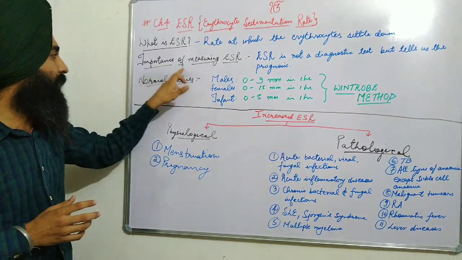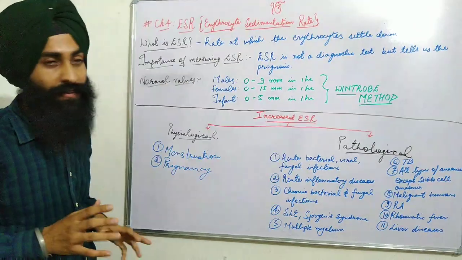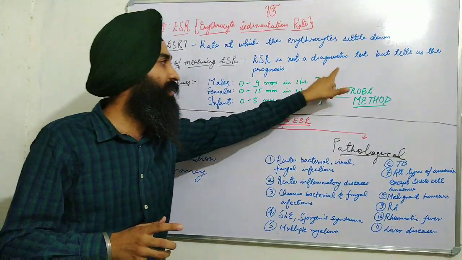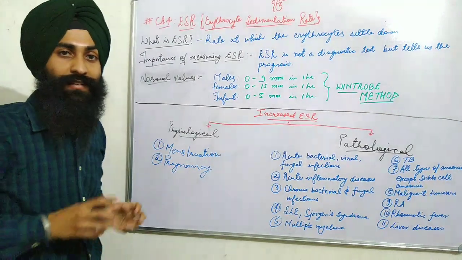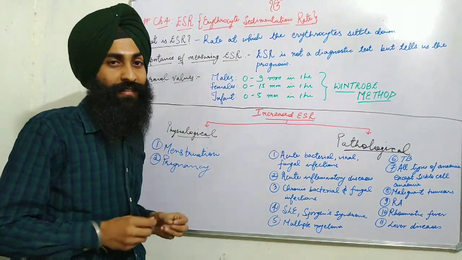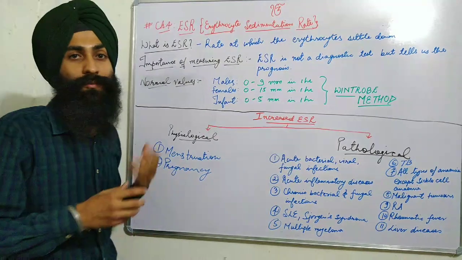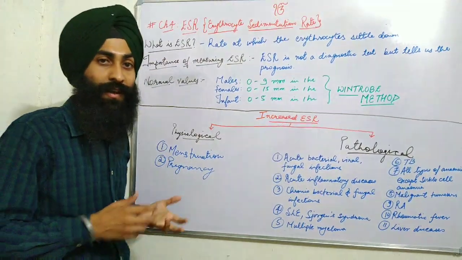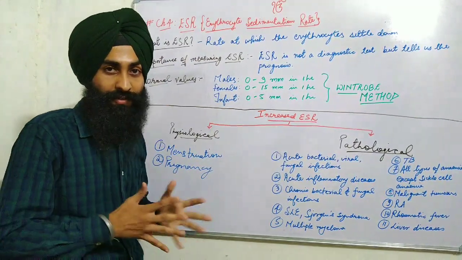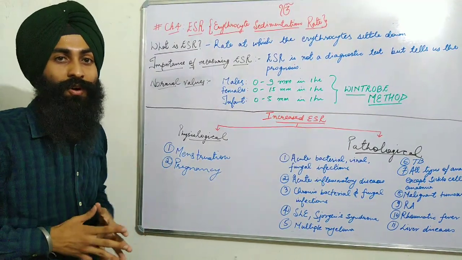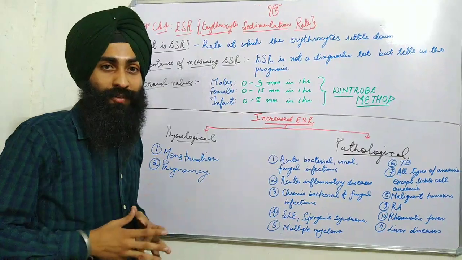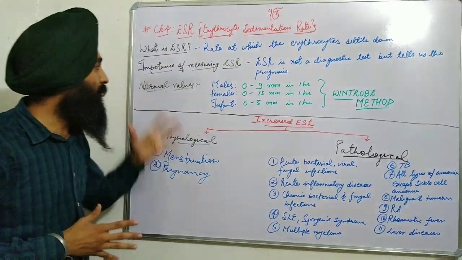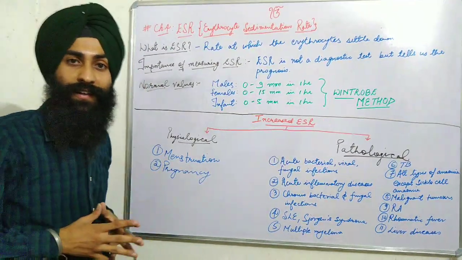And what is the importance of measuring ESR? Remember friends, ESR is not a diagnostic test but tells us the prognosis. It does not tell us that the patient is having either tuberculosis or rheumatoid arthritis or any infection, but it tells us the prognosis. Prognosis, what is prognosis? As we all know, prognosis means monitoring of the disease and the response of the patient to the therapy.